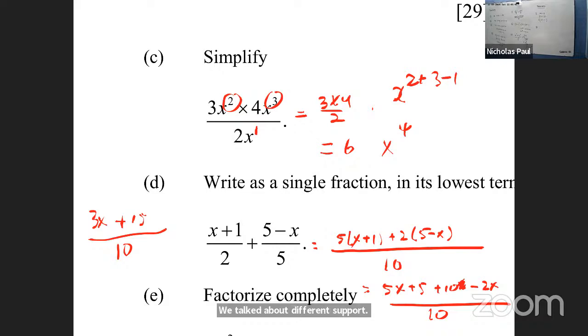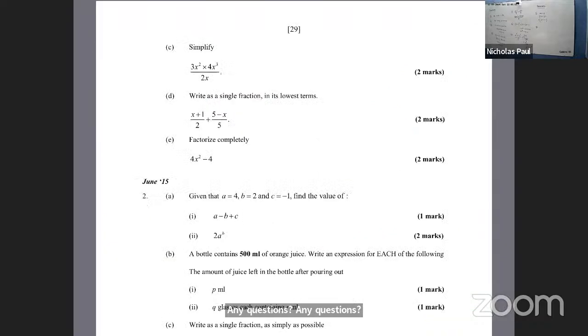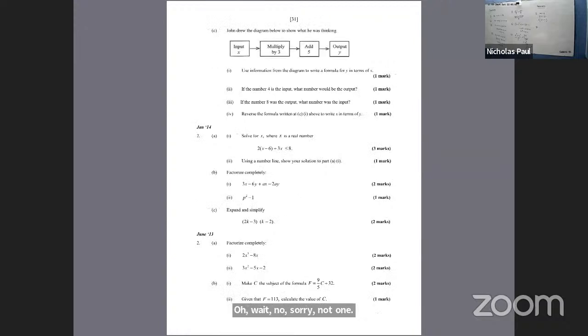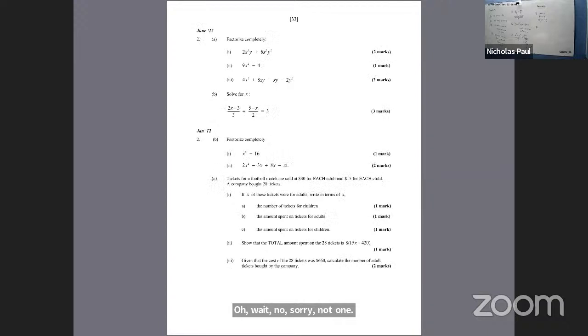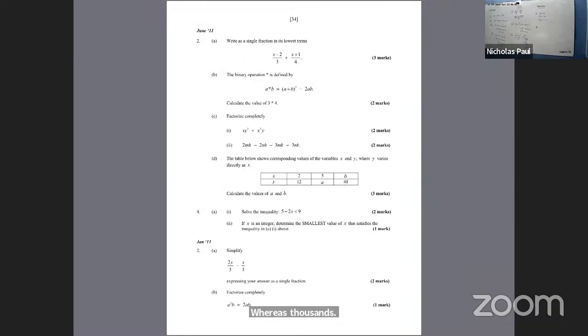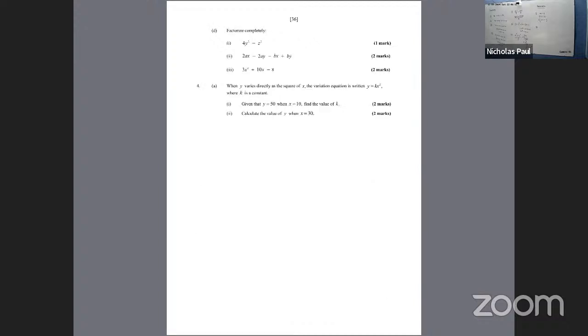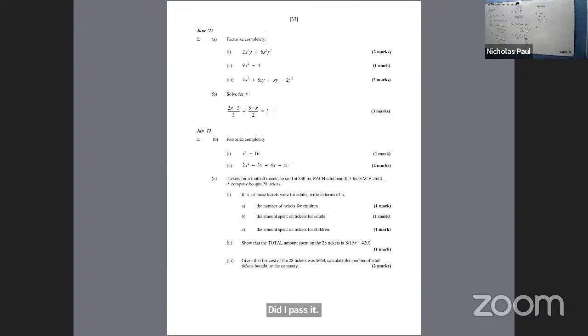Any questions, Olio? Any questions? Hilario, any questions? Are they okay? Yeah, let's jump to factorization now. Oh wait, no, sorry, I have one more. Try this here, please.